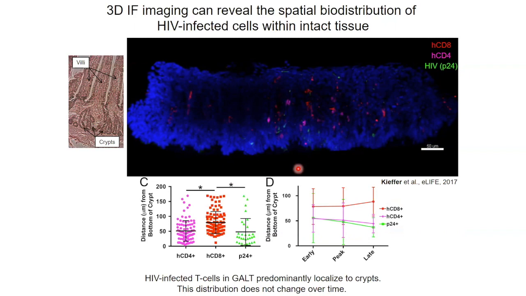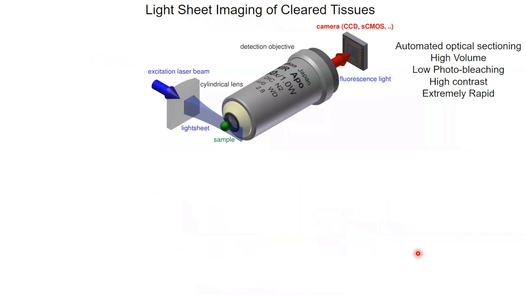And the HIV infected cells are also localizing where the target cells are, which is not that surprising. But the distributions were also quite similar to what we find in human patient samples that have been published. And also, we found that over time, these distributions did not change. So this is just to give you a feel of the types of data that we can generate by tissue clearing and light microscopy of these samples.